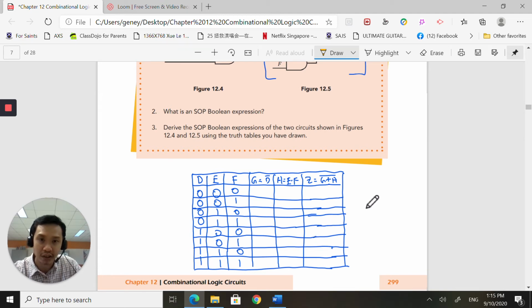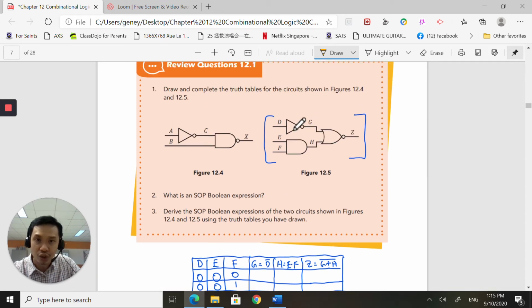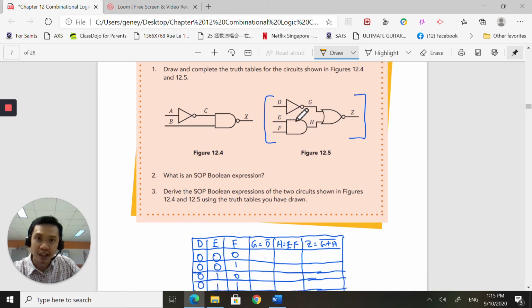Okay, so I set up the table. Remember, it has to be in 4 zeros, 4 ones, 0, 0, 1, 1, 0, 0, 1, 1, 0, 1, 0, 1, 0, 1. Okay, it must be in this format. And then I've written the intermediate signals. G is NOT of D, H is E AND F, and Z, the output, is the NOR of G and H signals. Okay, so let's do the G intermediate signal first.